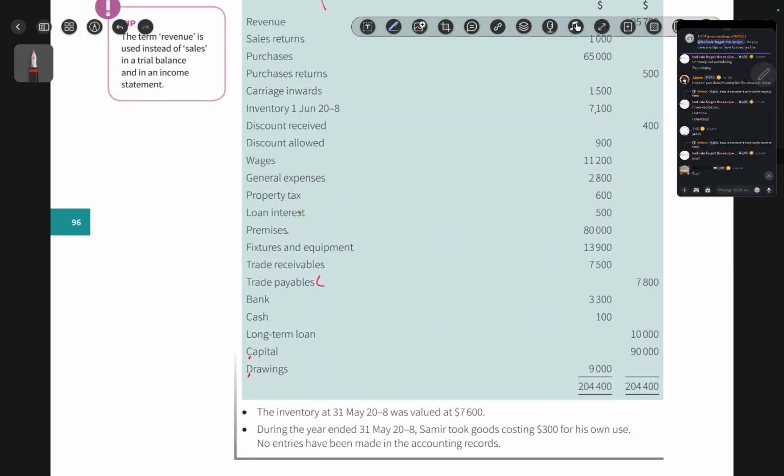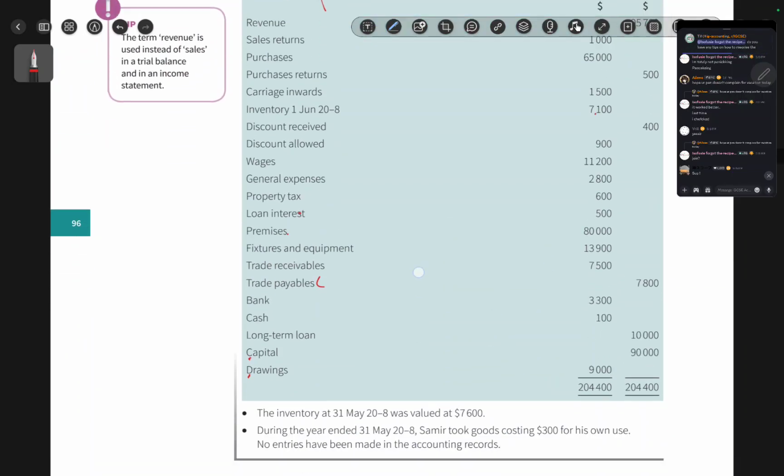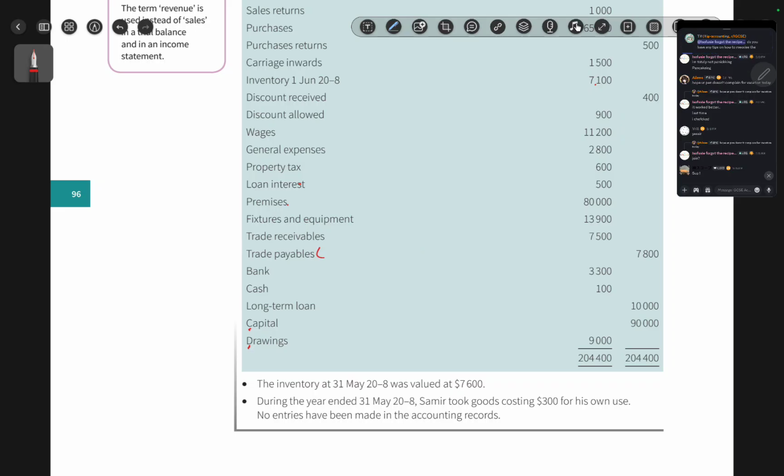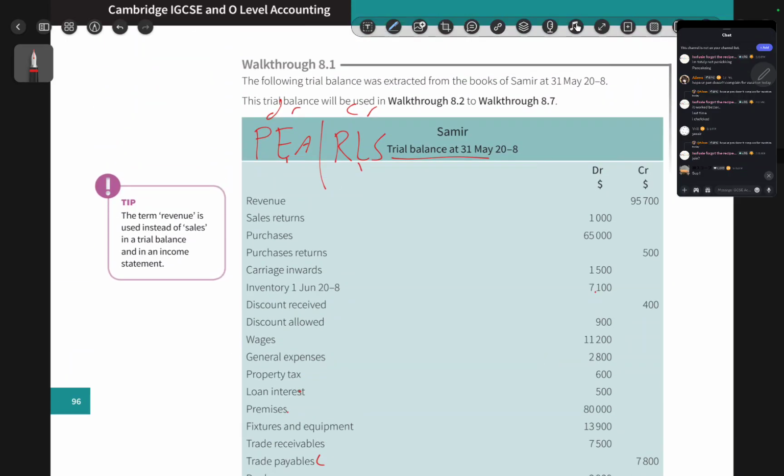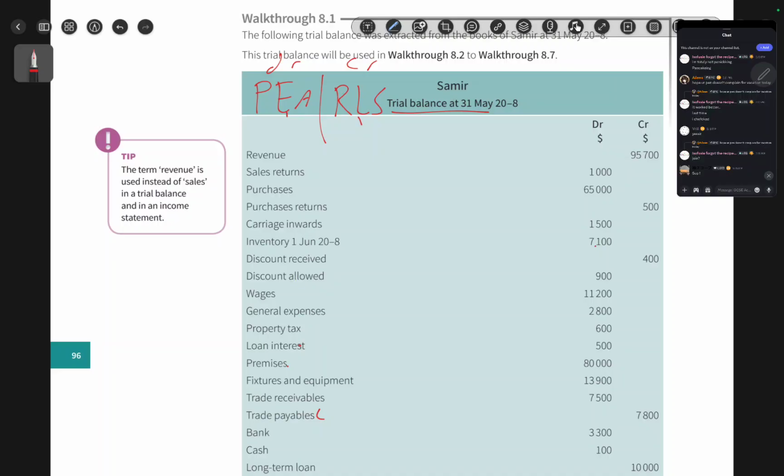All right, now look, one more thing. They wrote inventory, but they didn't write the date. Okay, they wrote the date. You see, they did not take closing inventory. They did the trial balance at 31st May, but they took opening inventory. We already discussed this in the trial balance chapter, that when you're making a trial balance, you only take the opening inventory.